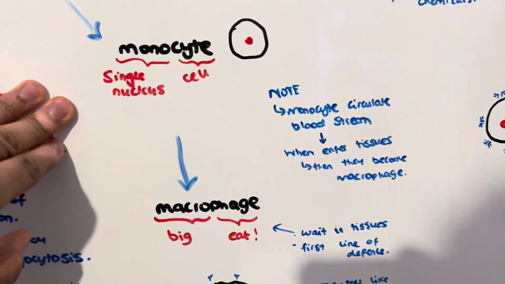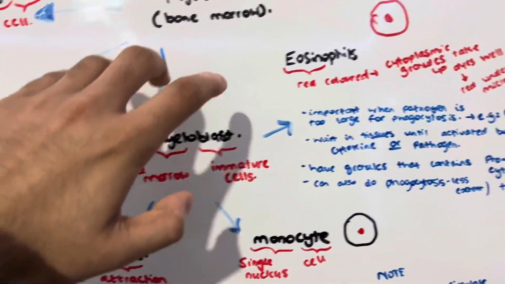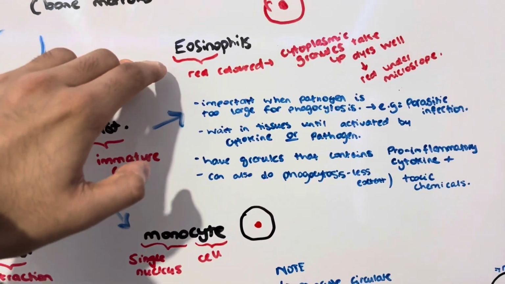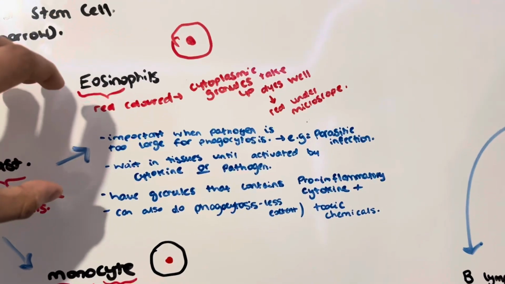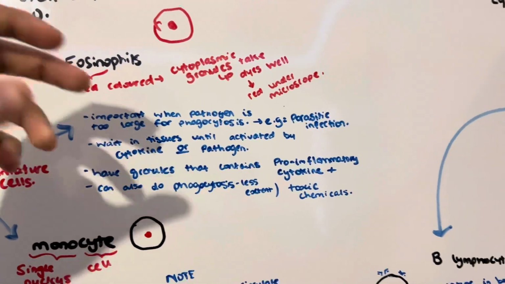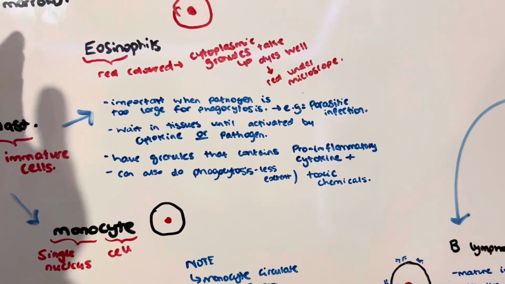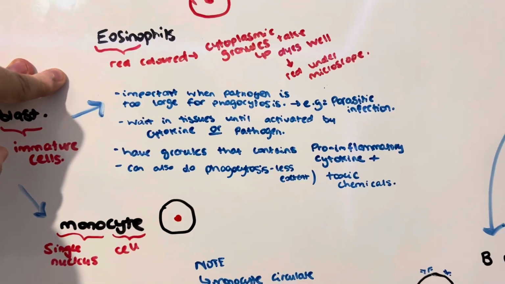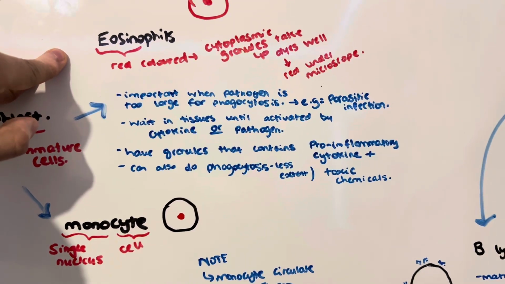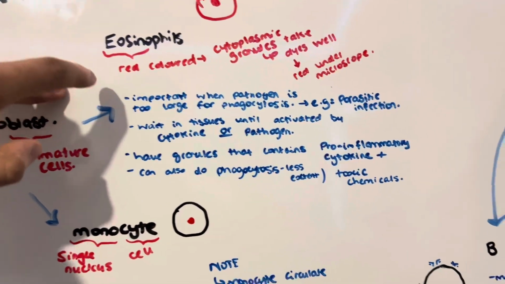Let's go into a different pathway. Let's now go from our myeloblasts into maybe our eosinophils. Eosin is talking about the fact that it's red colored. This cell has cytoplasmic granules, which take dye really well. I think it shows red under a microscope, that's just background information as to why they're called that.